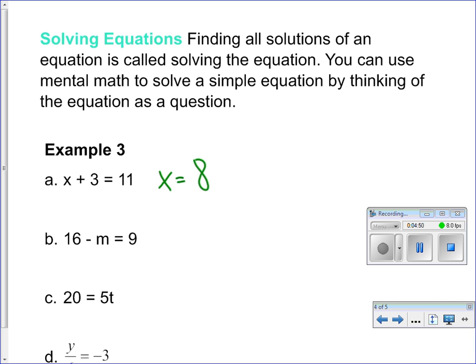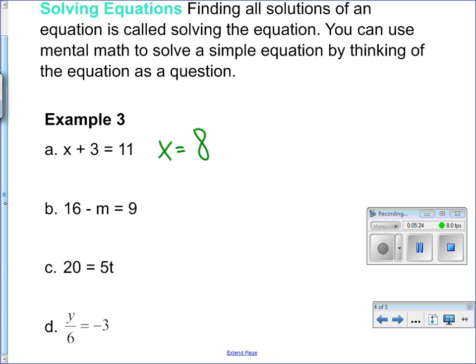Another way that you can do it is you can do the opposite, or you can undo it. If the examples are increasingly more difficult, you can do the opposite of what the operation is. For example, in A, the operation is addition. If you have something that you cannot do mentally, you can do subtraction, which would be 11 minus 3 is 8. So if you have an equation, you're asked to solve it, do the opposite to solve it.